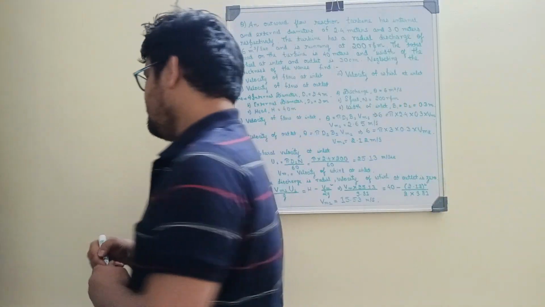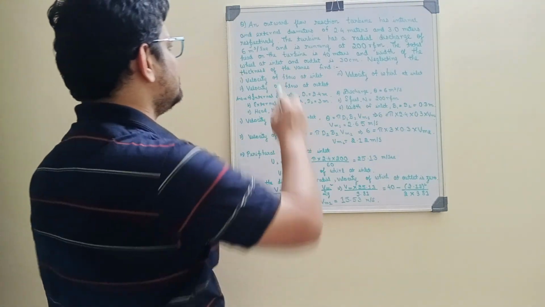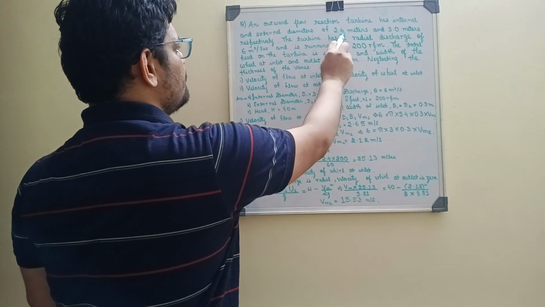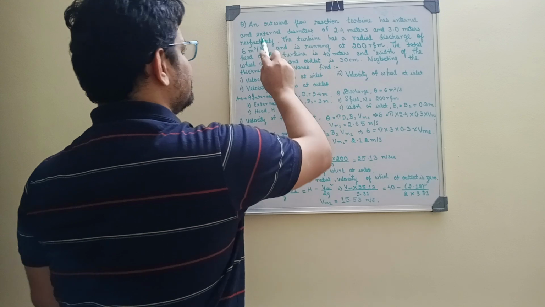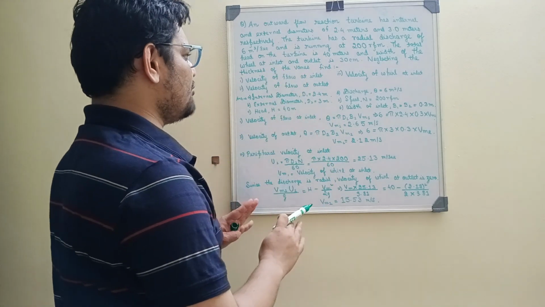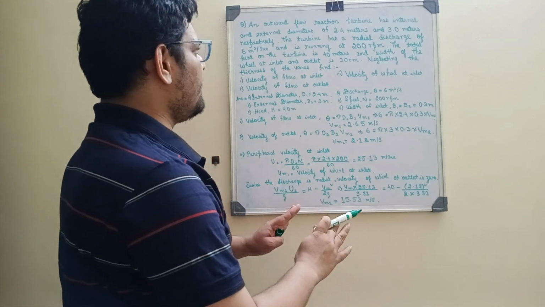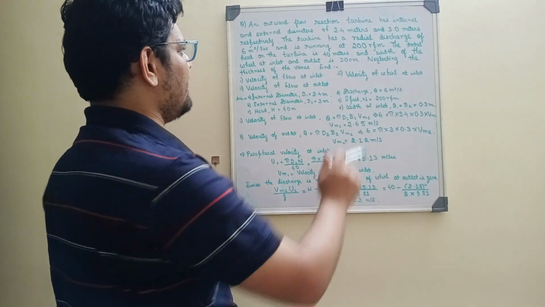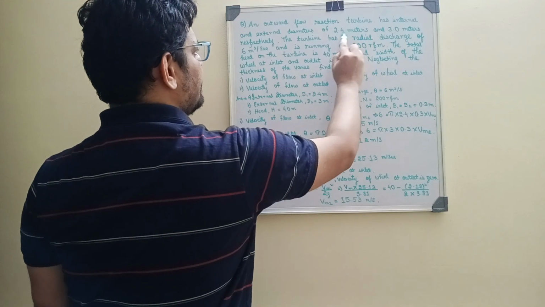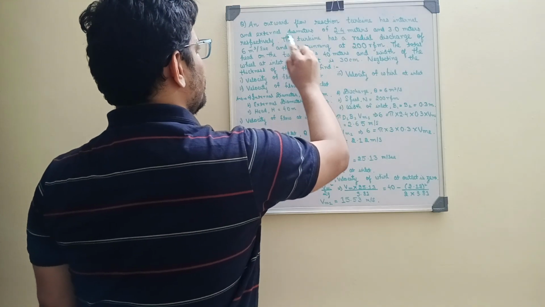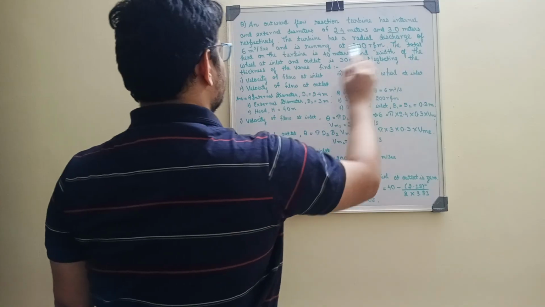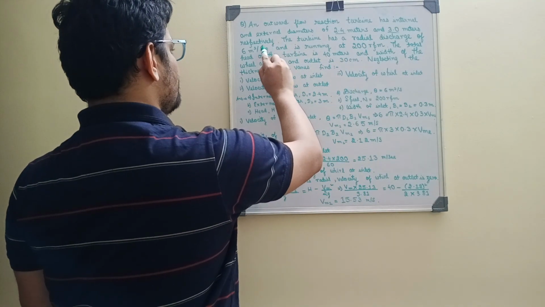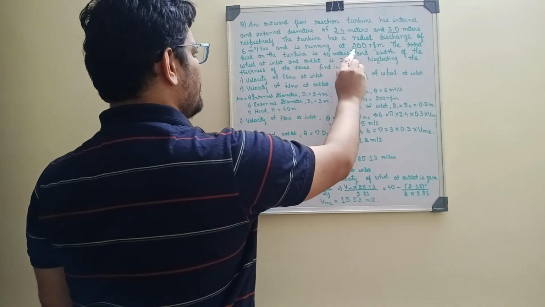This is one of the numericals for the turbine. An outward flow reaction turbine has internal and external diameters of 2.4 meter and 3.0 meter respectively. First of all we have to understand the outlet diameter and inlet diameter of the turbine. So the internal diameter is given as 2.4 meter and the external diameter is 3.0 meter. The turbine has a radial discharge of 6 meter cube per second and is running at 200 rpm.